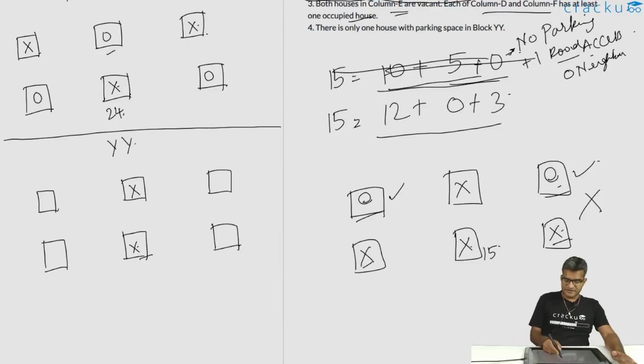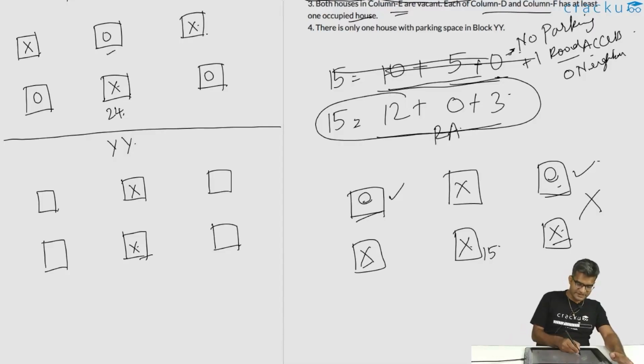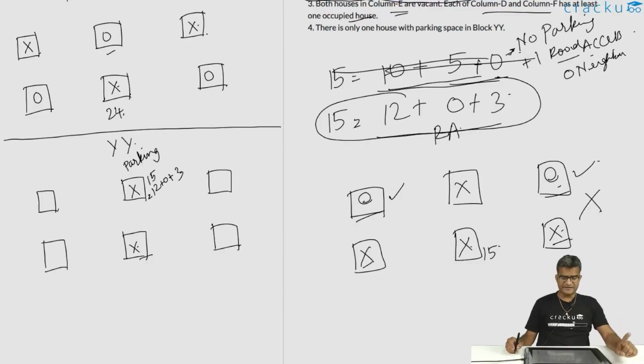This would imply that 15 has to come from 12 plus 0 plus 3. That is, it has no road access. This would imply that this has to be 15 over here. This is 12 plus 0 plus 3. This would imply that this is the house with the parking. No other house has parking. And this has exactly one neighbor because we have 3 over here. This is 3 into 1. But is it D1 or is it F1? That is not sure. Anything is possible.